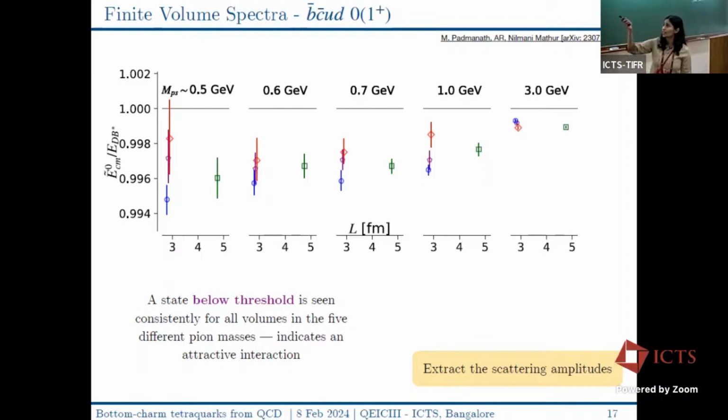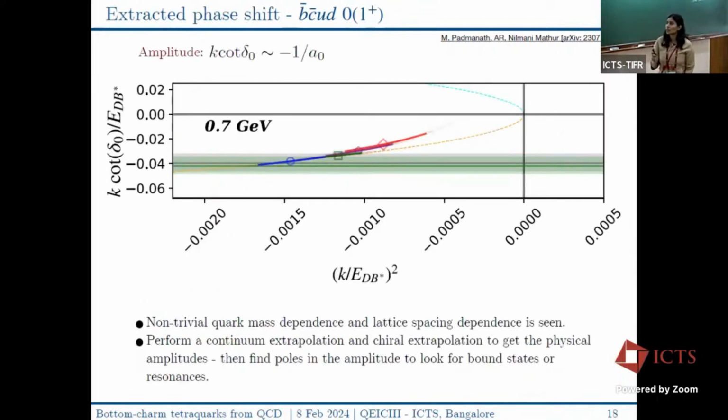And so the threshold is all normalized to 1 here. And then here it's also very evident that the ground state is below the threshold. So all this kind of hints at the possibility of a bound state. But then we'll have to extract the scattering amplitudes and actually look for poles in the scattering amplitudes to be sure. And that's what we do next.